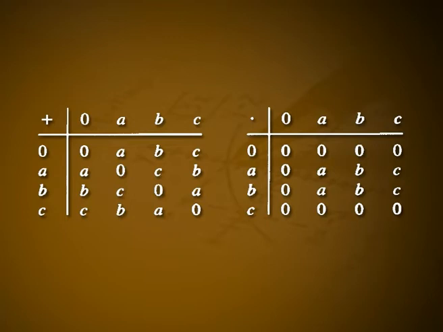0 plus 0 is equal to 0, a plus 0 is equal to a, b plus 0 is equal to b, c plus 0 is equal to c, etc. Similarly, multiplication by 0: 0 into 0 is equal to 0, 0 into a is equal to 0, 0 into b is equal to 0, etc. Then R is a non-commutative ring without unity.